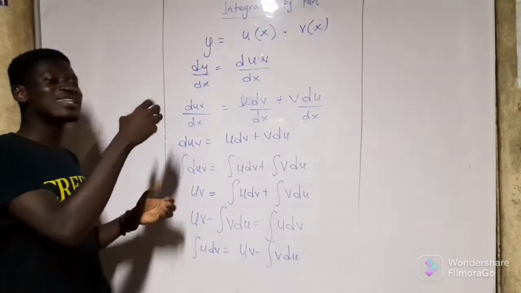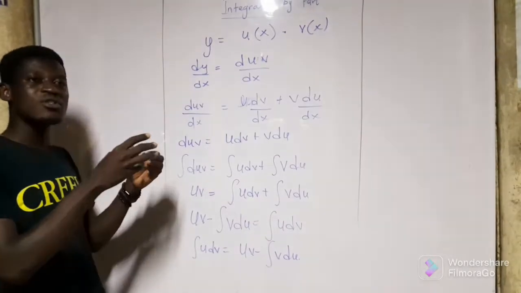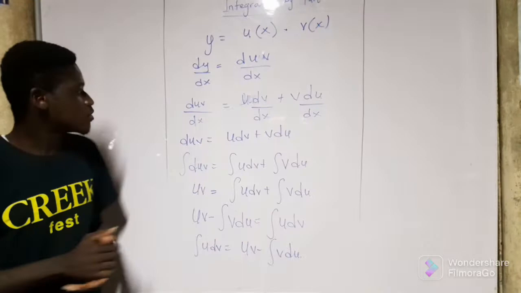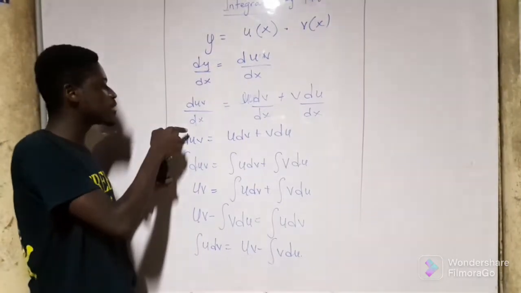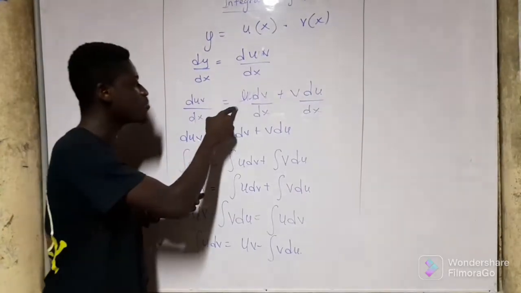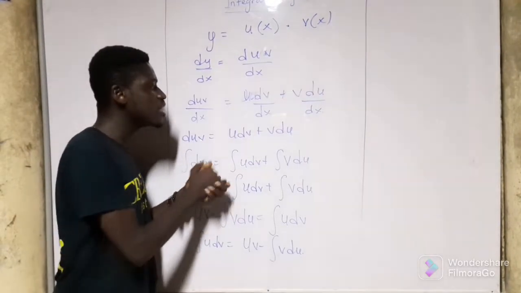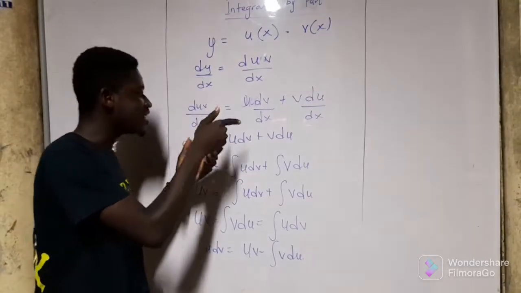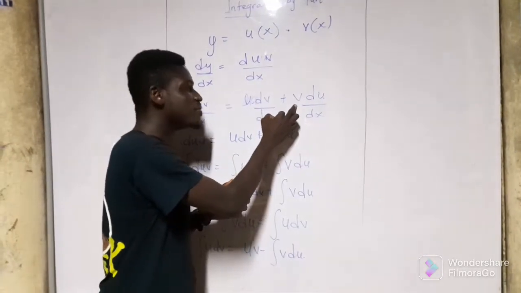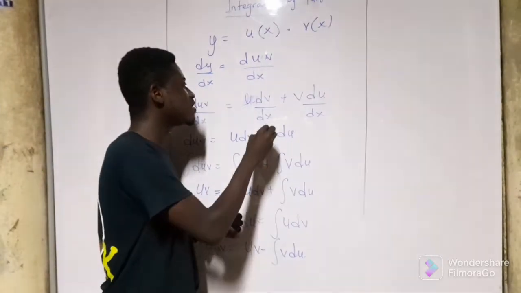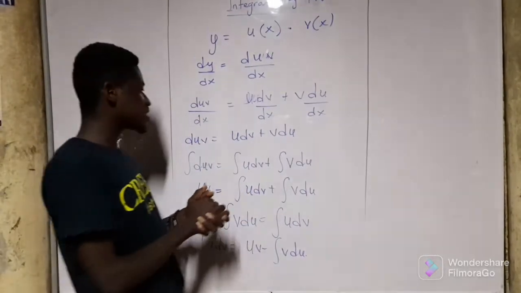So integration by parts was actually built with the help of the product rule of what? Differentiation. So here we are saying d(uv)/dx is equal to, here we are keeping u and differentiating v with respect to x. So that is why we are getting u dv/dx, plus here we are keeping v and differentiating u with respect to x, and that is giving us v du/dx.